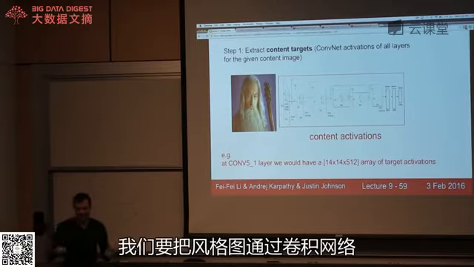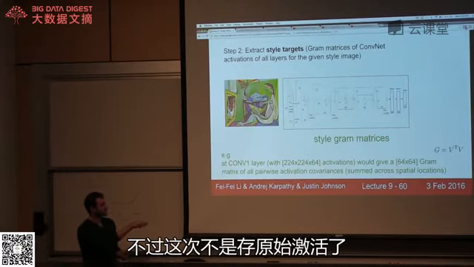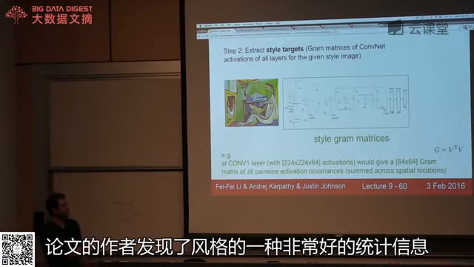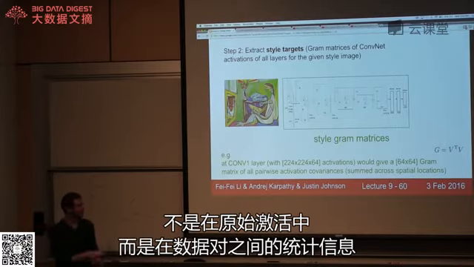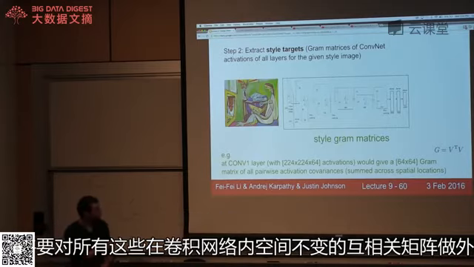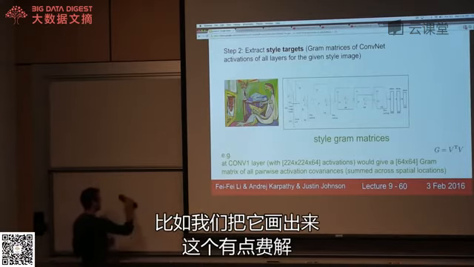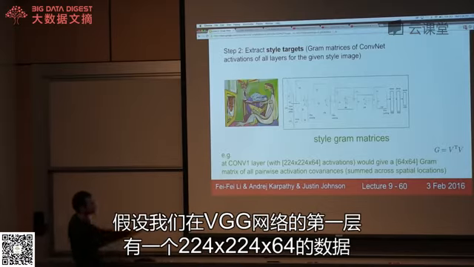Now, to extract the style, we're going to take the style image and pass it again through the ComNet. But instead of keeping track of the raw activations, what the authors of this paper found was that a very nice statistic of the style is not in the raw activations, but in their pairwise statistics. So what we're going to do is form all these outer products, basically covariance matrices that are spatially invariant in the ComNet. I have to draw this out because it's kind of confusing.